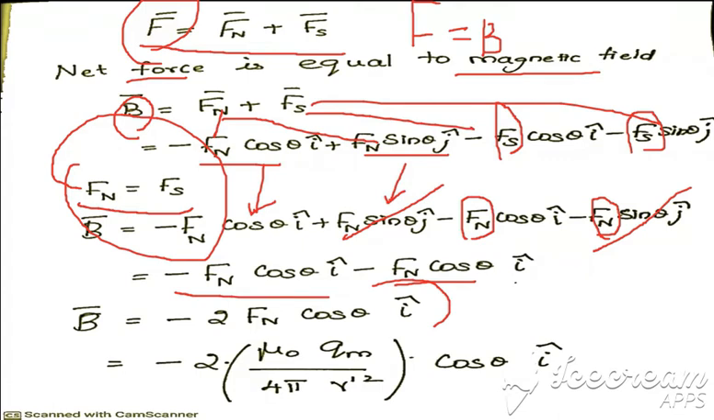So now instead of this Fn, I am going to substitute the value here. So what is the value of Fn? Fn is equal to mu naught by 4 pi into qm divided by r dash square as it is. Next, cos theta and I cap. Now the main thing is we are going to find what is the value of cos theta.